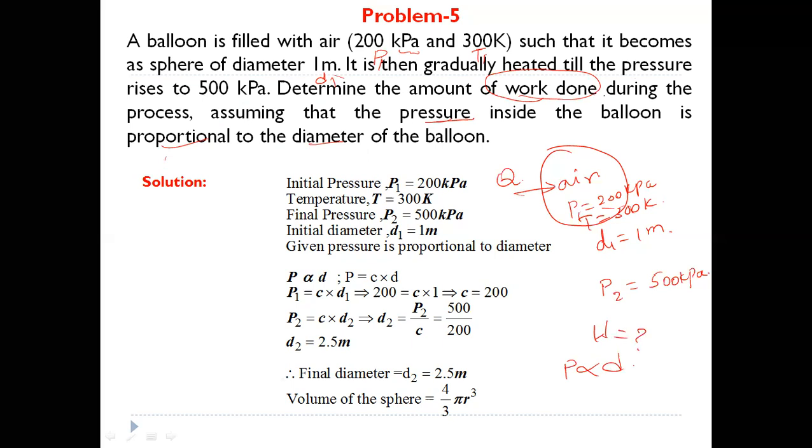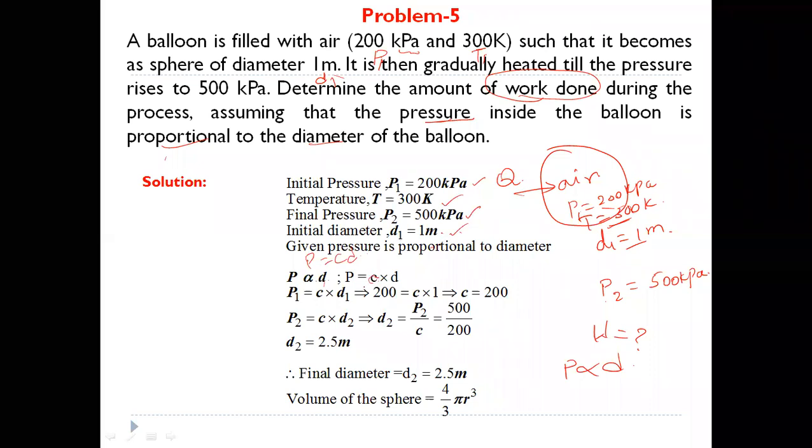Initial conditions: pressure P1 is 200 kilopascals, temperature is 300 Kelvin, and initial diameter of the balloon is 1 meter. The final pressure P2 is 500 kilopascals. Also it is given that pressure is proportional to diameter, so P is proportional to D. To remove the proportionality, we add a constant C, so P is equal to C into D.